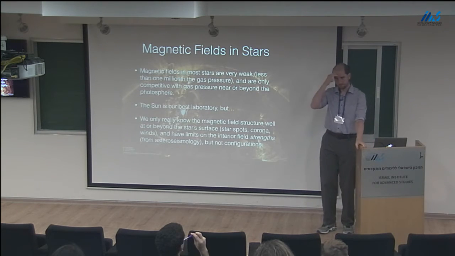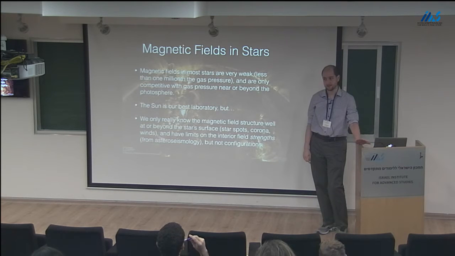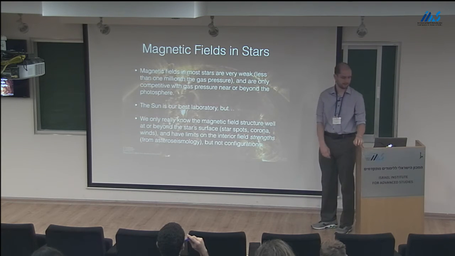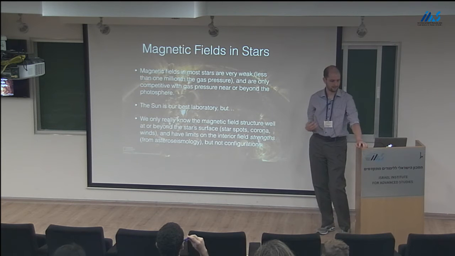Okay, so magnetic fields in stars are typically very weak. It's something like 1/1,000,000th of equipartition in something like the Sun. The Sun is our best laboratory for studying magnetic fields because we see very high-resolution pictures of its surface, all these prominences, and we also can do very detailed asteroseismology on the Sun.